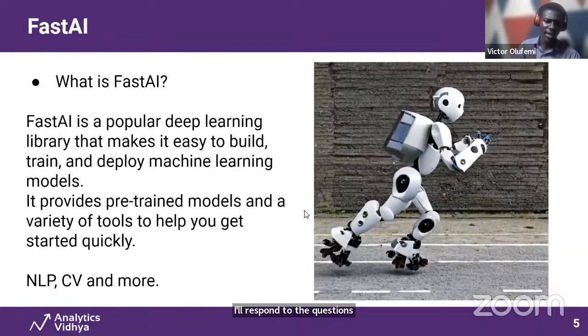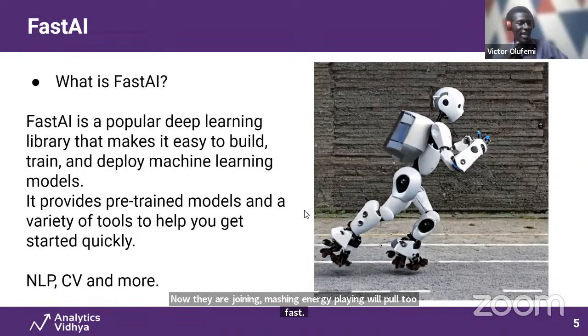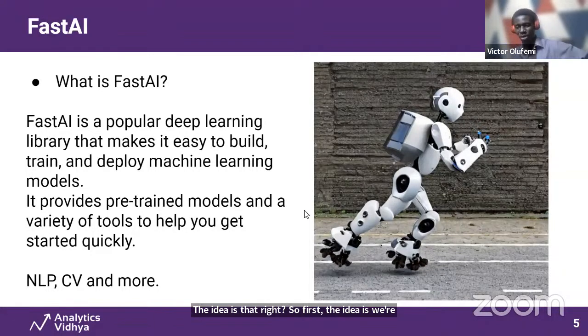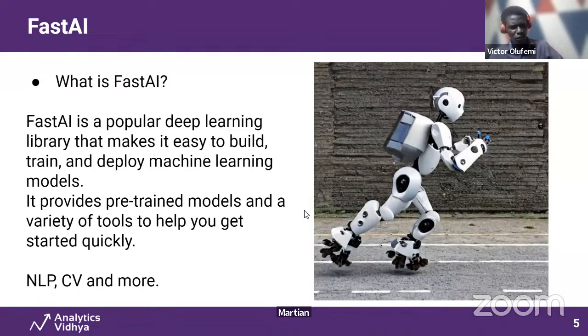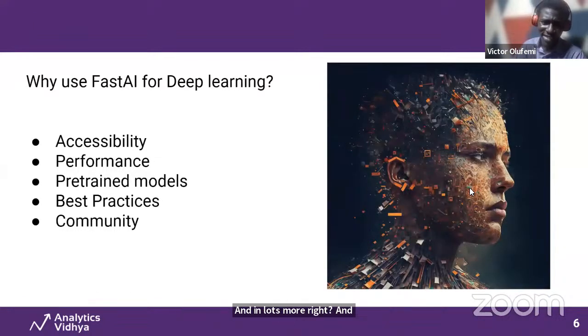So FastAI is basically a popular deep learning library. A lot of beginners are well familiar with the FastAI library, and a lot of folks starting out their journey in machine learning and deep learning will go to FastAI to start their deep learning journey. The FastAI library makes it easy for you to build, train, and deploy models, machine learning models and deep learning models as well. It provides pre-trained models and a variety of tools to get started quickly. FastAI can be used for NLP, computer vision, and a lot more. And I'll walk you through trying out FastAI for deep learning.